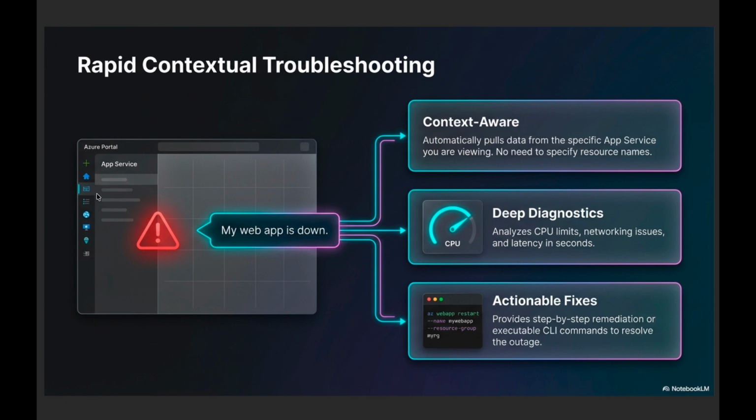You can simply ask Copilot by giving the web application name, and it will automatically fetch the data from the web app, like the CPU, networking, latency, or you can also check the logs and then determine what could be the possible issue that is causing the web application availability. It will also provide the actionable fixes that you can use to bring your web application up. And this logic can be applied to other resources as well, like virtual machines and Kubernetes, etc.